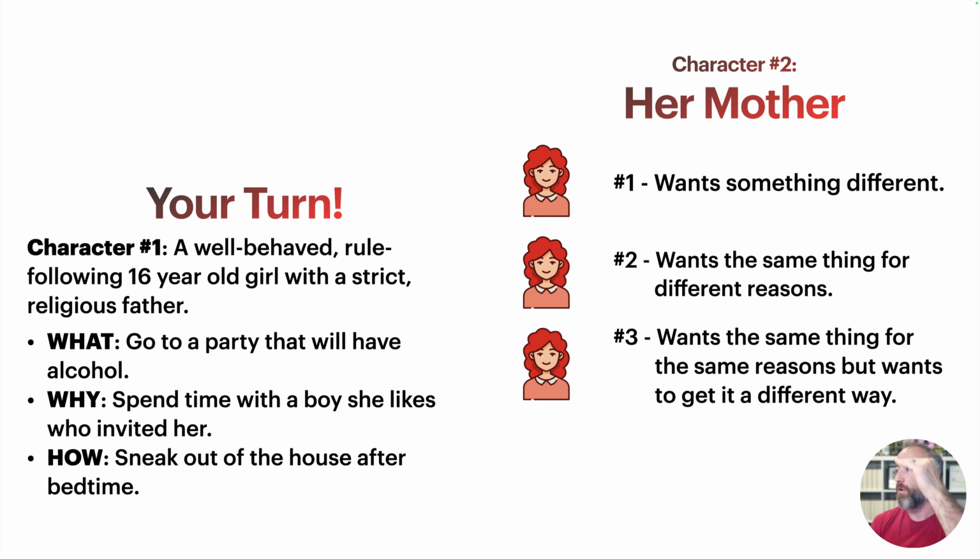And imagine how on each of these scales, it's going to create conflict and tension between the characters in this scene. It's going to create conflict if the mom just doesn't want her to go. It's going to create conflict if she wants her to go, but she wants her to go for a different reason. And it's definitely going to create conflict if she wants her to go to spend time with the boy for the same reason, but she wants to go about it in a different way. She doesn't want the daughter to sneak out of the house.